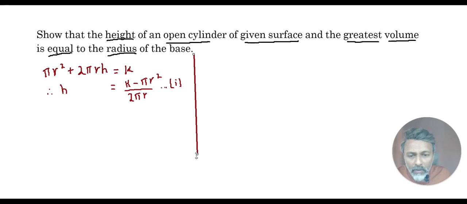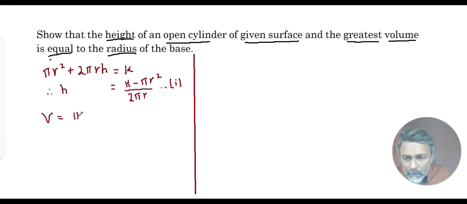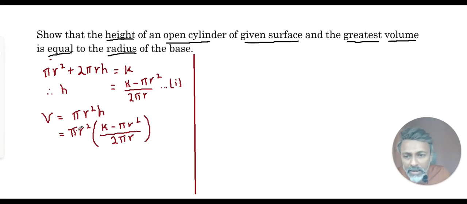We want to now get the volume formula, and the volume formula for a cylinder is pi r square h, let it be open or closed. If this were closed, then instead of pi r square we would have 2 pi r square. But here it is open. Let's write down the formula for volume, which is pi r square h, equal to pi r square times h, where h is k minus pi r square divided by 2 pi r. If something cancels, we cancel it, like pi, pi, and one of the r cancels out. So let's multiply the numerator. Only r multiplies now. So we get kr minus pi r cube, whole divided by 2.